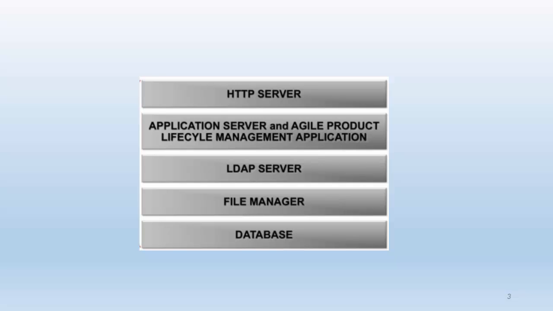So this is as simple as it can be: an HTTP server, and then the layer with LDAP, file manager, and database server. The good thing about this LDAP server is that in case in the future you decide to implement single sign-on or Oracle Internet Directory, IDM, and those kinds of things, you could use it, because with the LDAP server you implement there, you can implement single sign-on on Agile.